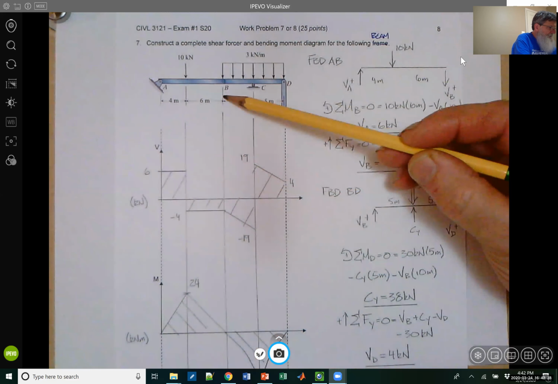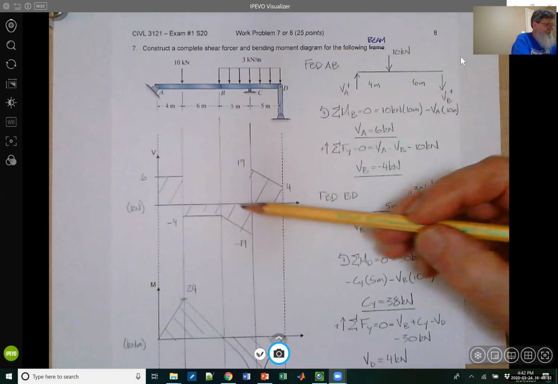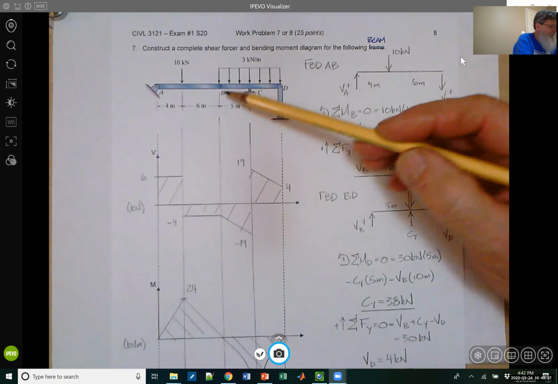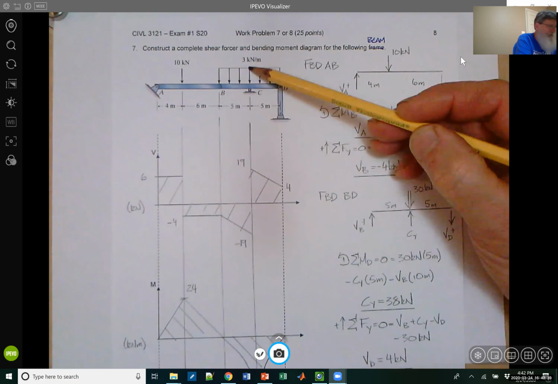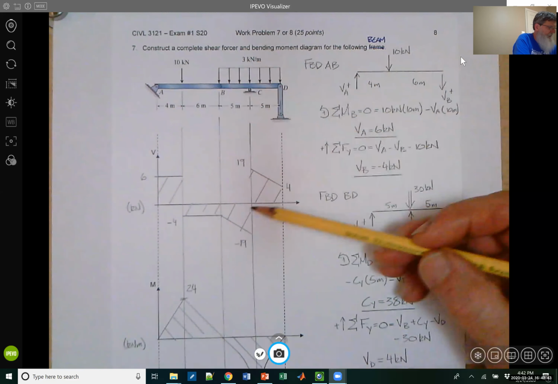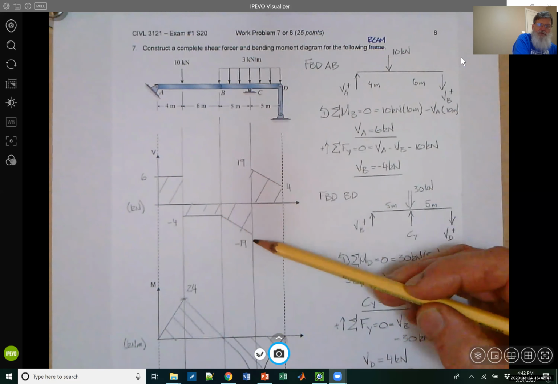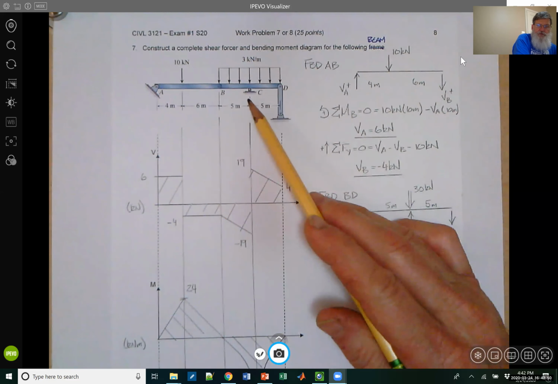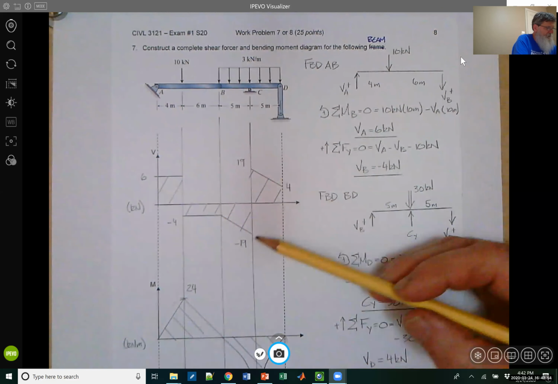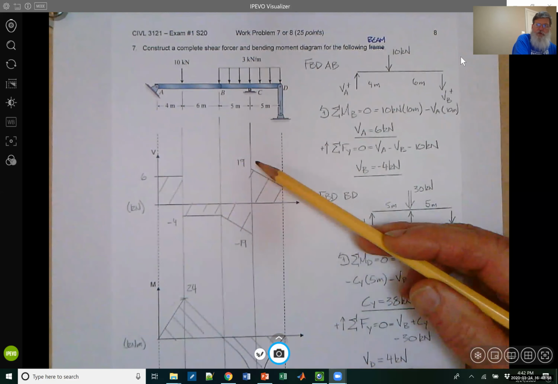Now, from B to C, over this 5 meters, my shear diagram should change by the area under that part of the curve. So base of 5, height of 3, that's 15 kilonewtons. That's negative load, so it should drop. So -4 minus 15 is -19. And then just as I get to C, it jumps up 38. So -19 plus 38 gives me +19.